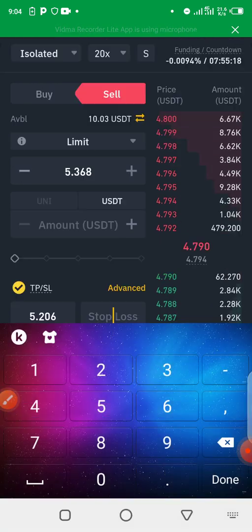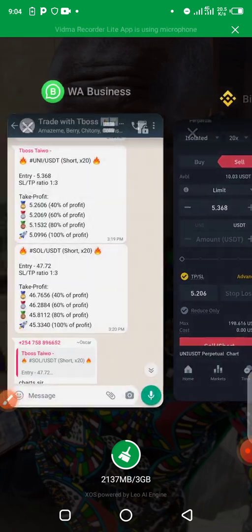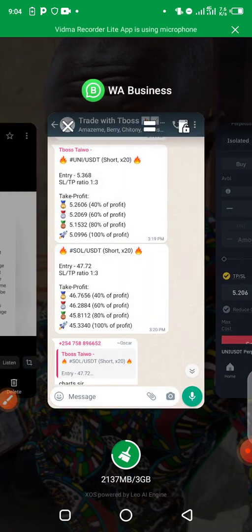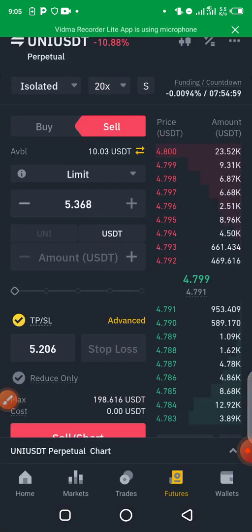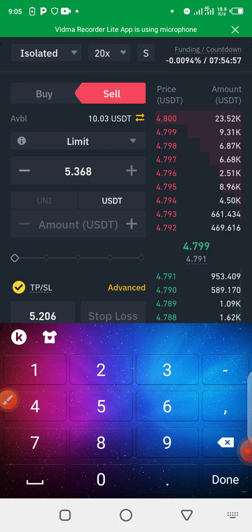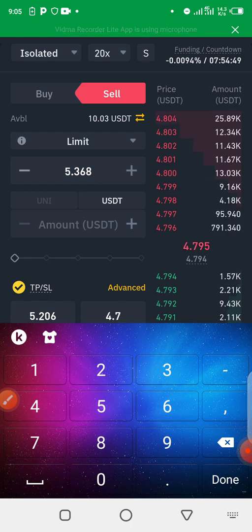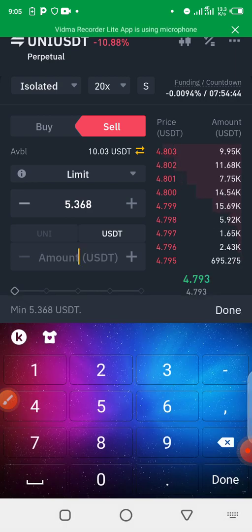Now the stop loss is, okay, the stop loss is this. Ratio 1:3. So let's have 4 points. Our stop loss here should be 4.7 to be on the safer side. 4.7 done. Now insert this here.